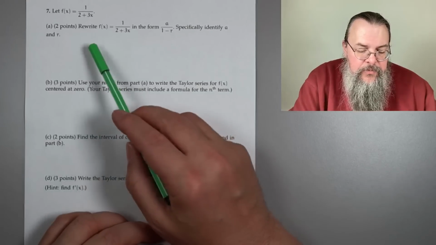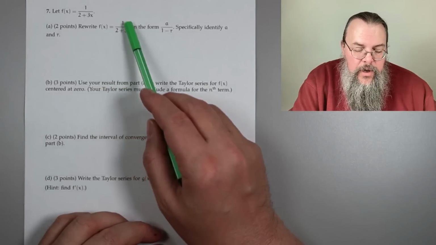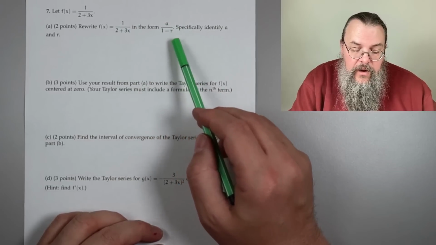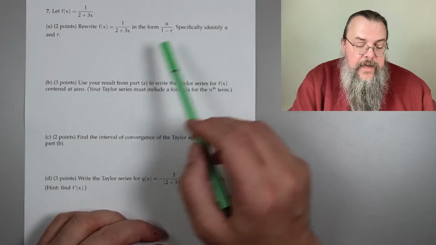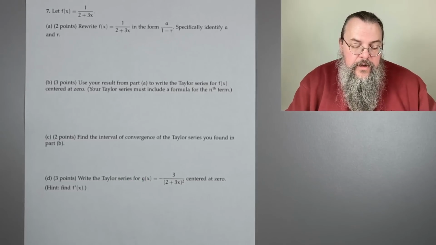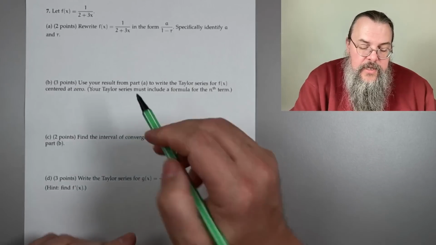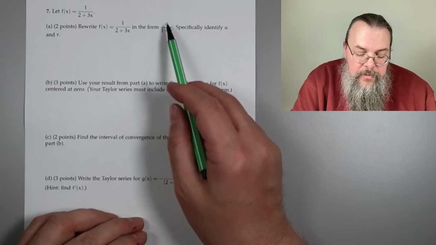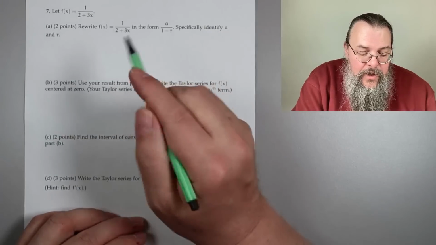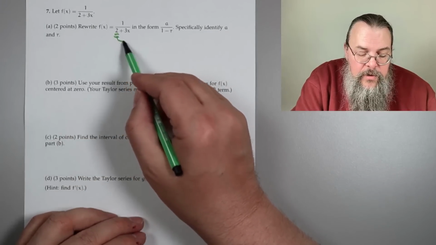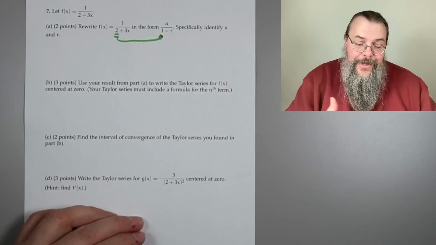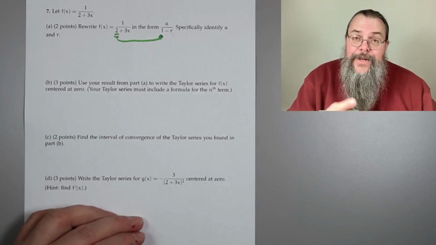Okay, so part A. Rewrite f of x = 1 over 2 plus 3x in the form a over 1 minus r, and specifically identify a and r. All right. Well, we say, okay, what do we want? Well, we want to make it look like something over 1 minus r. Now, I'm going to key in on this 1. Say, well, I want to make this 2 somehow look like 1. So how can I make 2 look like 1?